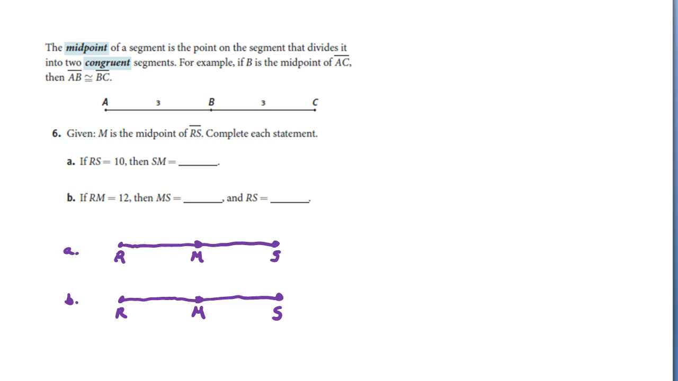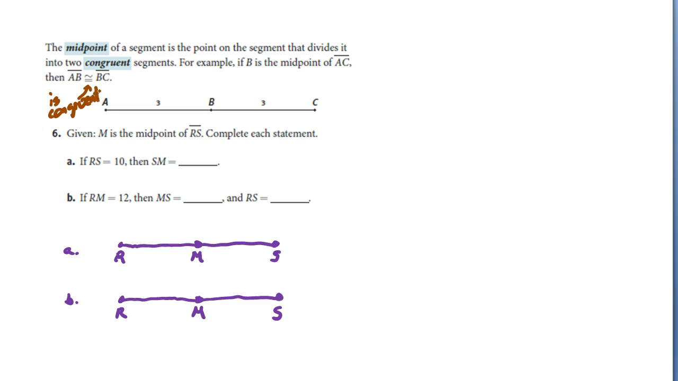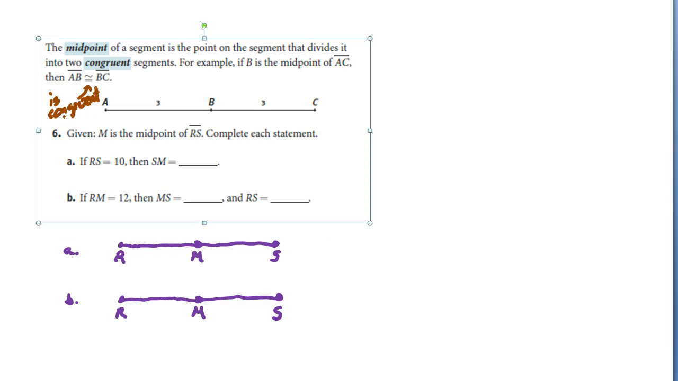The other concept for this lesson was the concept of midpoint. The midpoint of a segment is the point on the segment that divides it into two congruent segments. For example, if B is the midpoint of segment AC, then segment AB is congruent to segment BC. The symbol right here, it looks like an equals with an extra little wavy line on top. That symbol is the symbol for is congruent to. It means that two shapes or two figures are exactly the same size and shape.